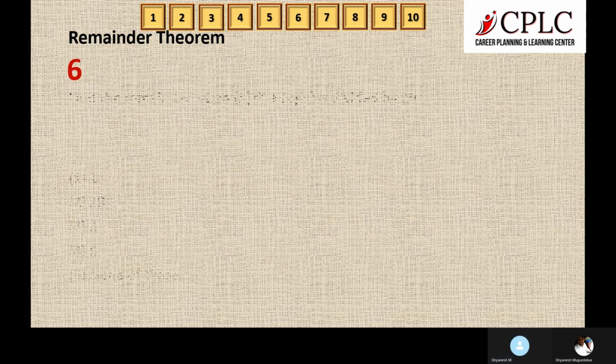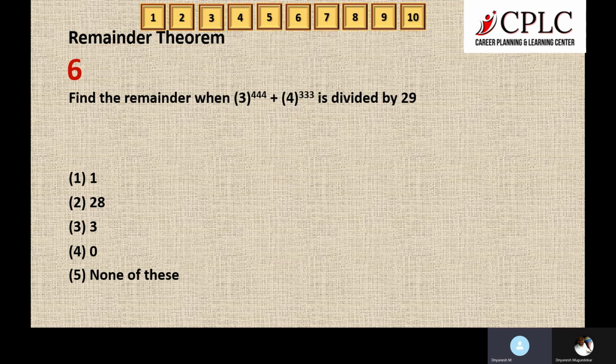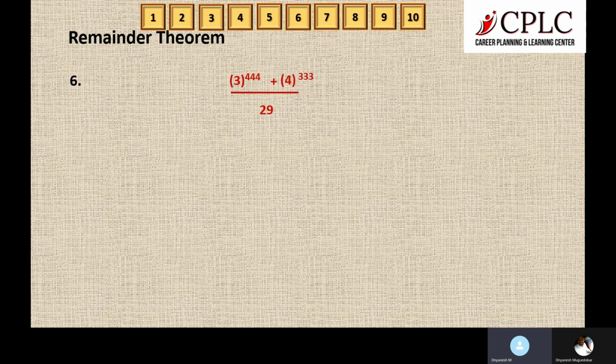Sixth one, find the remainder when these numbers are divided by 29. Now here the idea is convert the powers into the same power. So 444 and 333, the common number you can convert the power to is 111. So that means from the first number we'll have to take 4 common. So your question becomes 3 raised to 4, the whole raised to 111. And for the second number, it becomes 4 cube, the whole raised to 111.